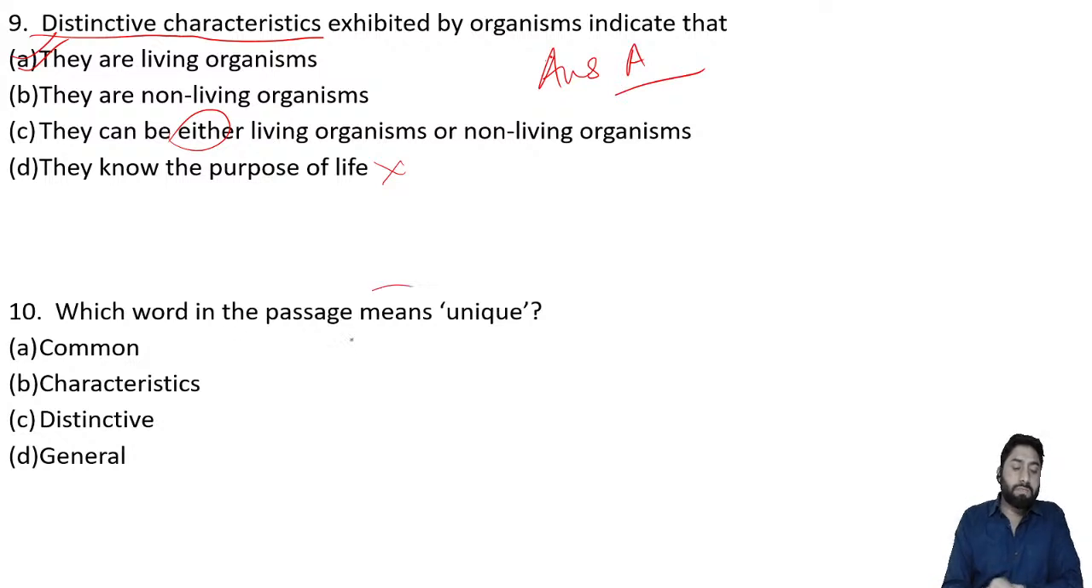Which word in the passage means unique? Unique, we know that, right? It's not very common, it's not general. Unique. So common तो हो नहीं सकता है, बल्कि opposite है. Characteristics ये भी कोई मतलब नहीं है. Distinctive, that's unique, right? General भी कोई meaning नहीं है. So the answer is C.